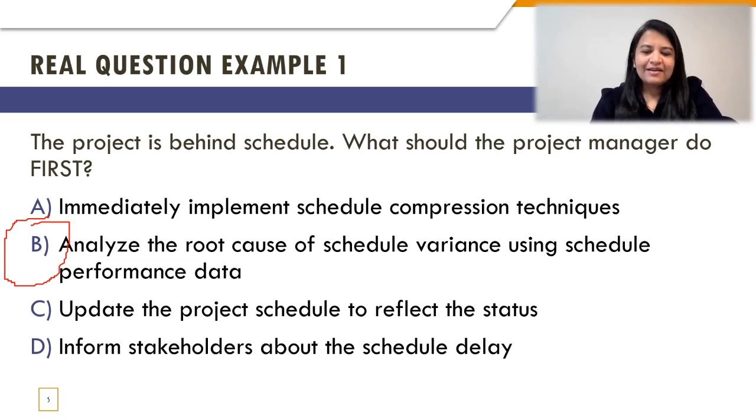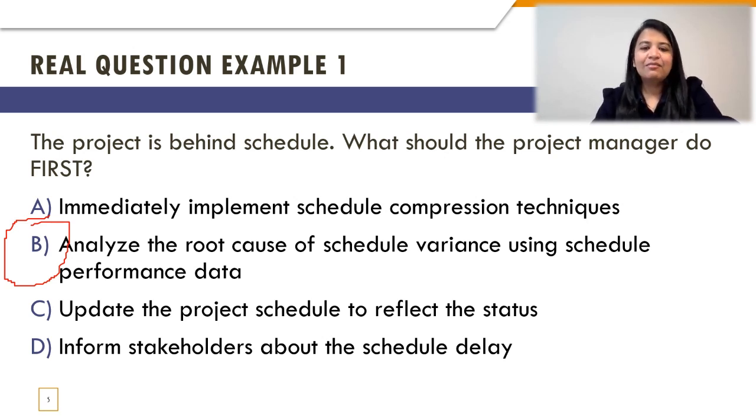So option A is actually taking immediate action, which is a quick fix, applying the schedule compression technique, which is not going to solve the problem in case the same thing happens again. So as a project manager, you always have to avoid taking immediate steps or actions when you are asked what you need to do first. You do not have to just go ahead and do something out there, but you have to first analyze its implications and then take the necessary actions based on it.